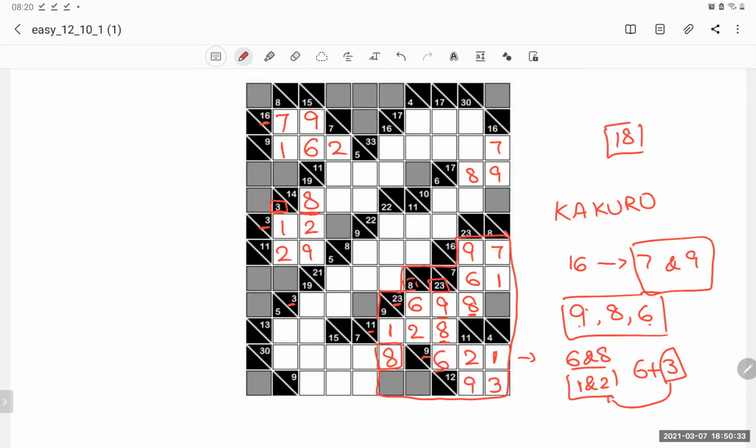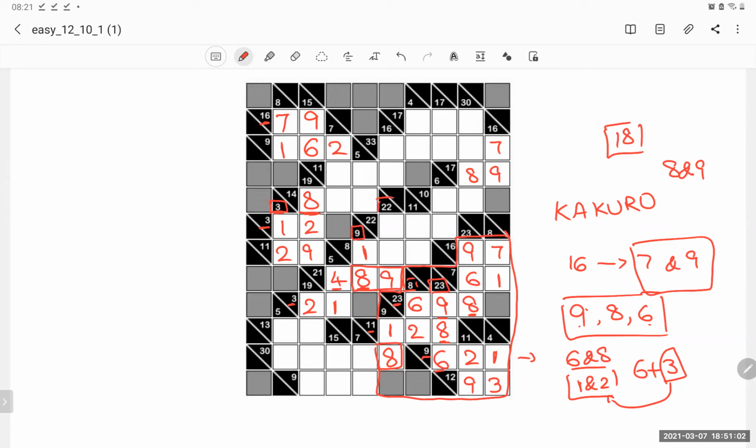So this has to be 1. This has to be 4. Then this has to be 2. If this is 4 and these two are 17, what is the combination? 8 and 9, sir. Can I have 9 here? No, because I already have a 9 here. So this is 8, this is 9. Then this has to be 1.